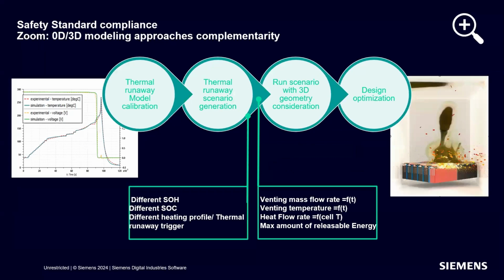In summary, for the safety component of our workflow, I just showed how we can use a physics-based model within SimCenter AIMSIM to determine the effect on thermal runaway temperature distribution and temperature values across different states of health, states of charge, and heating profiles. That model can inform the 3D model in terms of venting flow rates and heat release values. And you can then get a high fidelity understanding using Star CCM Plus of the thermal runaway propagation through the pack in 3 dimensions.